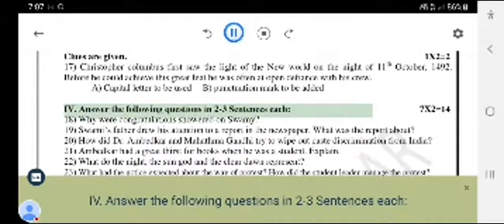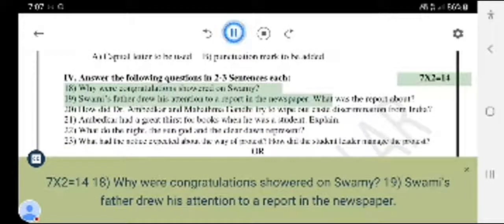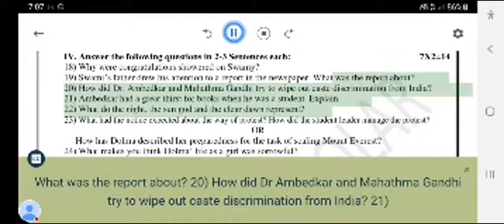IV. Answer the following questions in 2 to 3 sentences each. 7x2 equals 14. 18. Why were congratulations showered on Swami? 19. Swami's father drew his attention to a report in the newspaper. What was the report about? 20. How did Dr. Ambedkar and Mahatma Gandhi try to wipe out caste discrimination from India?